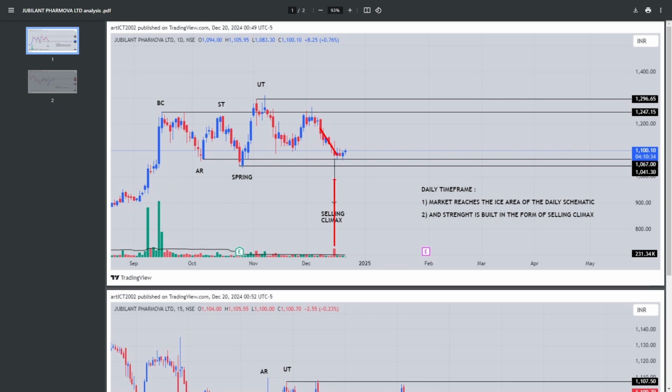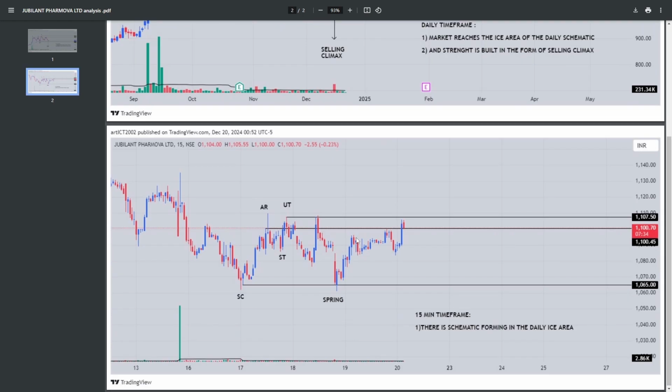We thought, okay, since strength is being built, let's look into a lower time frame and see whether we get some kind of accumulation zone or some kind of schematic so that we could capture the opportunity from here to here. At least this was the initial intention of the higher time frame approach.